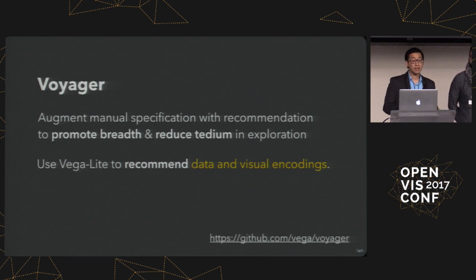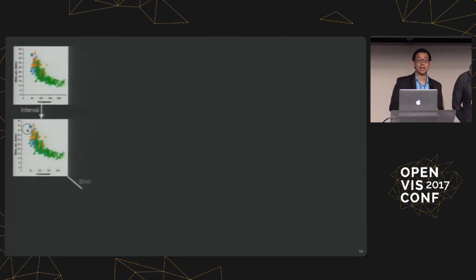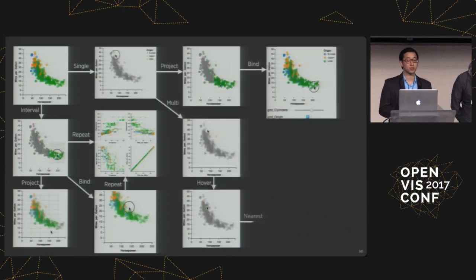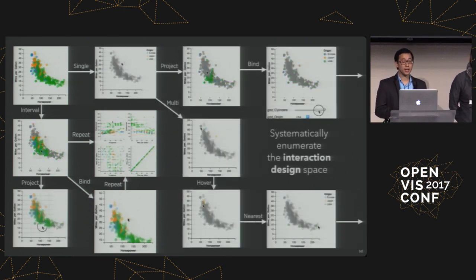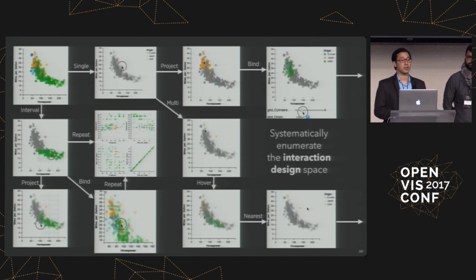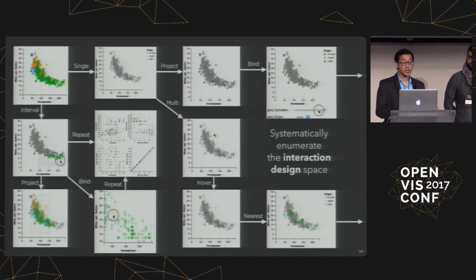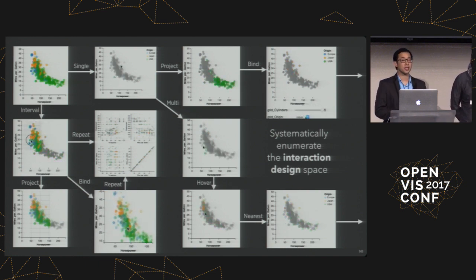So we have seen that Vega-Lite can be used to support recommendation of data and visual encodings. One area of future work that we are excited about is applying a similar approach to recommend interactions. With Vega-Lite's concise syntax for composite interactions, we can just add one small targeted change to a specification and generate a dramatically different interaction technique. With these small changes, we can easily write a program to enumerate the interaction design space for visualization and recommend interaction techniques as well.